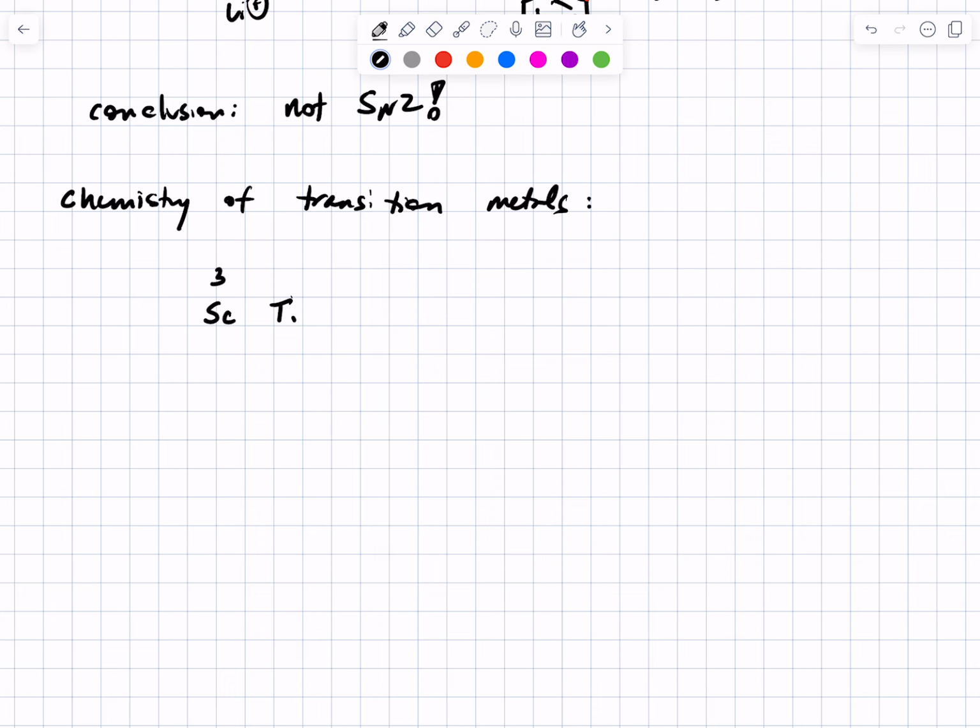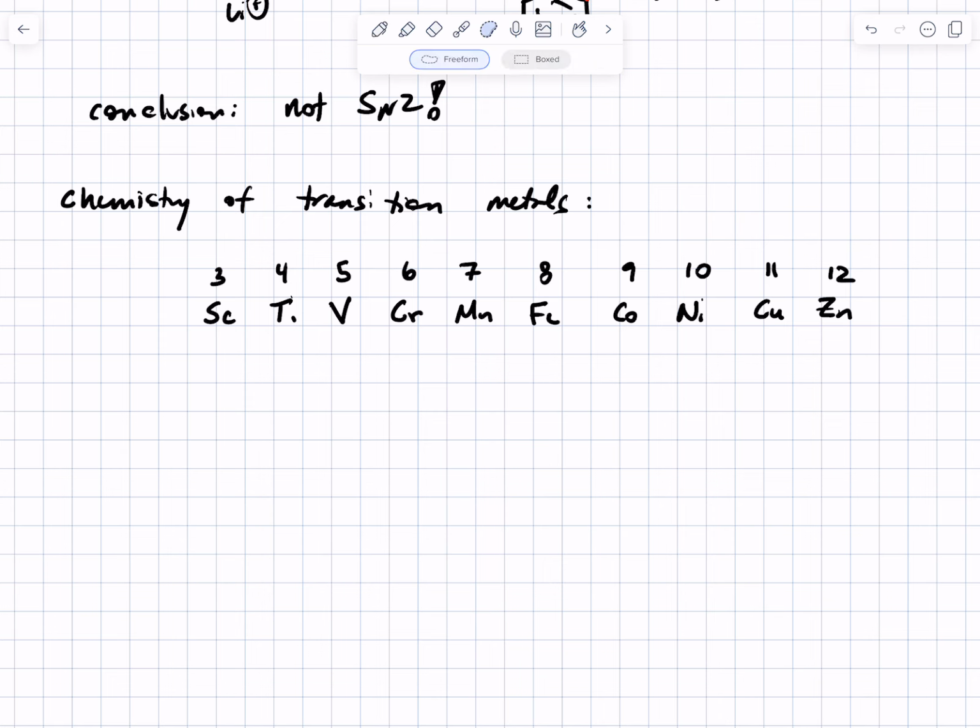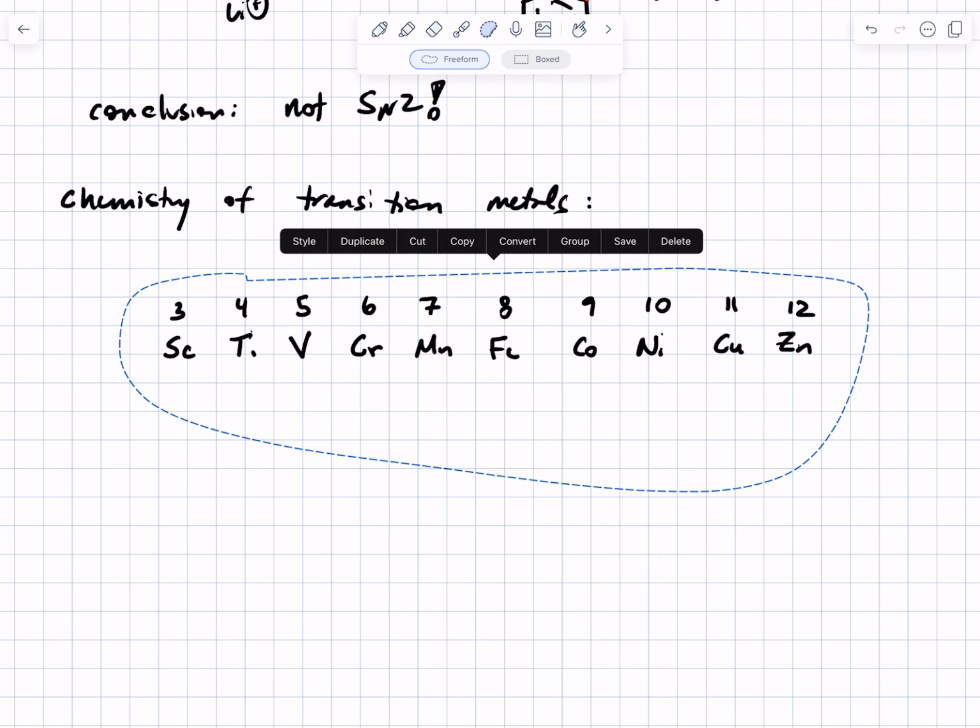Scandium, titanium, vanadium, chromium. Across the top, we're going to write number of valence electrons. Okay? Manganese, iron, cobalt, nickel, copper, and zinc. Okay? And the number of valence electrons increases as we go from left to right.